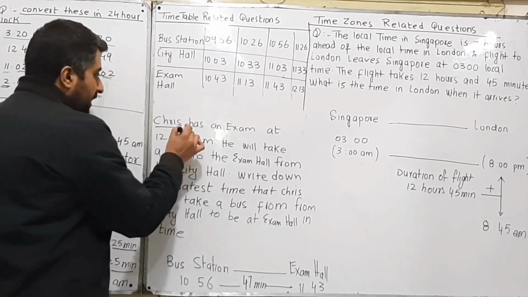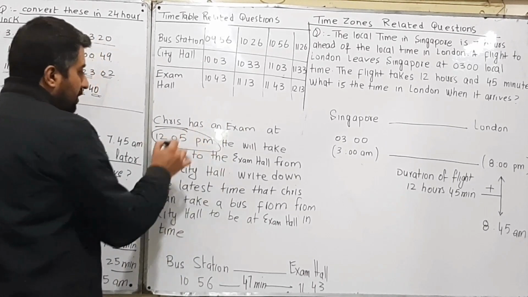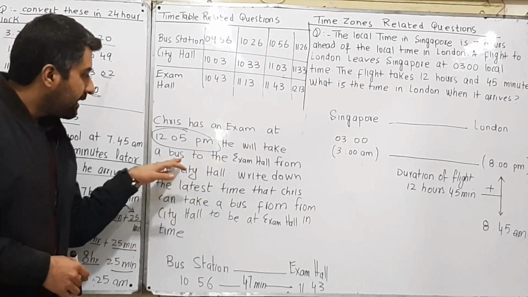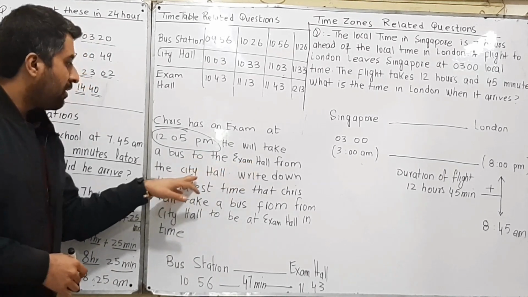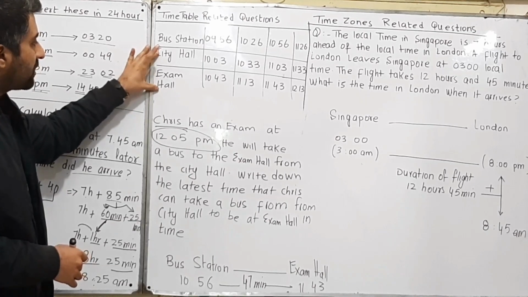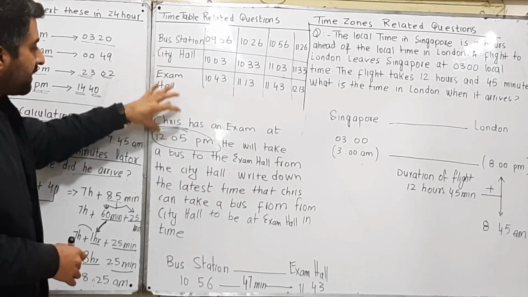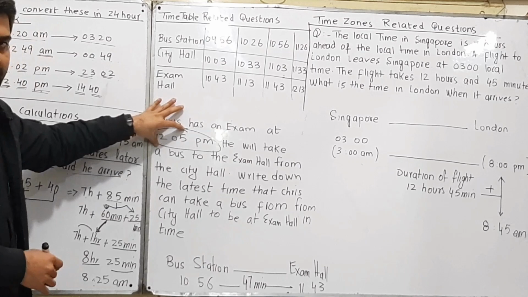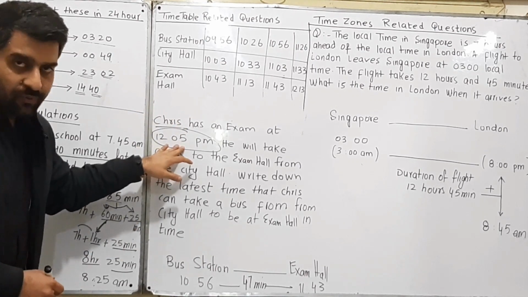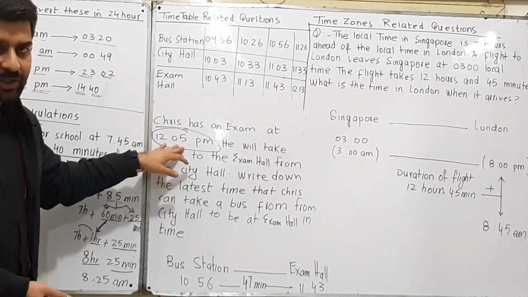Now Chris has an examination at 12:05 p.m. He will take a bus to the examination hall from City Hall. Now Chris has to move from City Hall to the examination hall and his exam is to start at 12:05. So he has to reach the examination hall before 12:05 p.m.